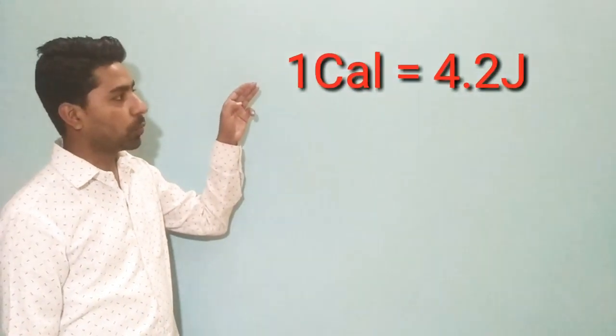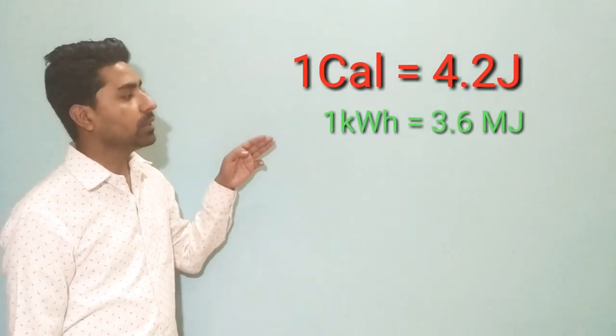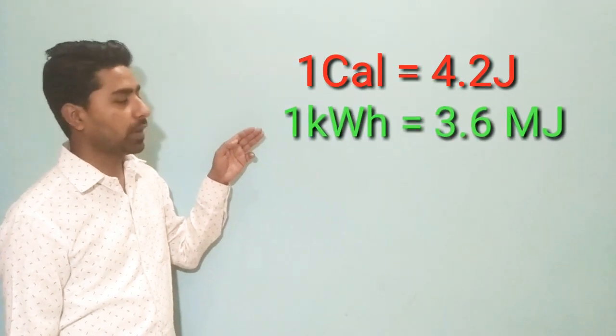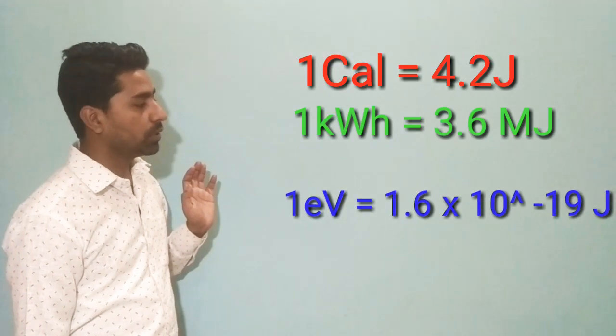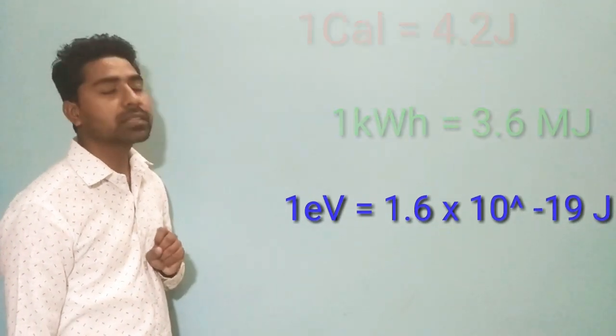So whatever you have listened to: 1 calorie is equal to 4.2 joule. Second, 1 kilowatt hour is equal to 3.6 megajoule. And the third one, 1 electron volt is equal to 1.6 into 10 to the power minus 19 joule. These units will be covered in detail in further chapters. You only have to remember the relation: what is the relation between the units of different branches and the SI unit?